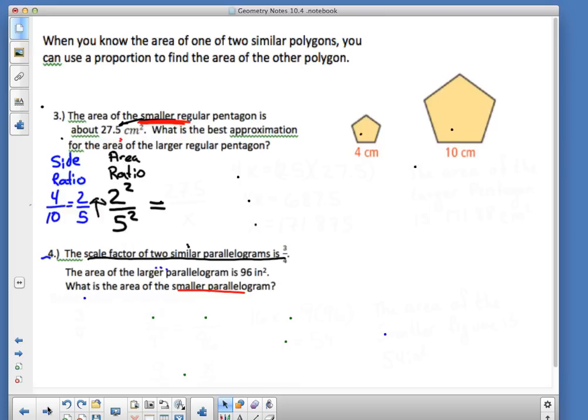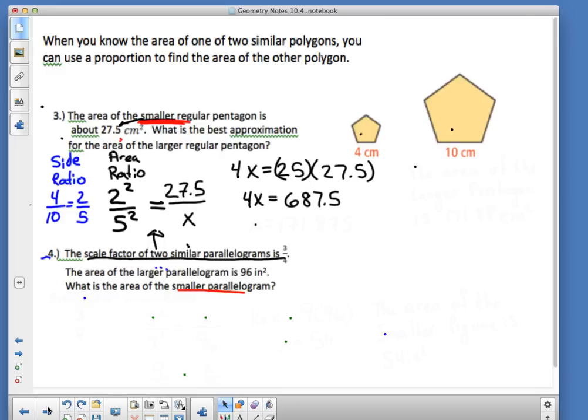Now I'm told up here that the smaller regular pentagon is 27.5. Well, that's the smaller, so the smaller should be right there. So 27.5 to x, because x is my larger area. At this point, I cross multiply. 4 times x, 25 times 27.5. It's all about setup. Once you get the setup, you put the hammer down and you get x. So solve for it. 687.5 divided by 4, I get 171.875.